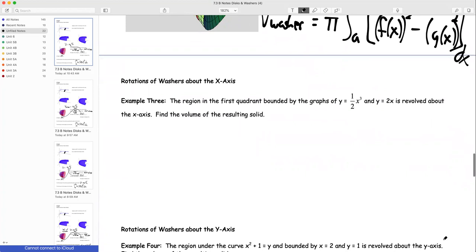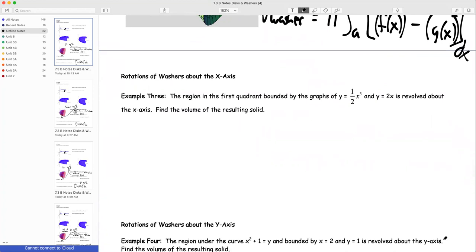So this says the region in the first quadrant bounded by the graphs of y equals 1/2 x cubed and y equals 2x is revolved about the x-axis. Find the volume of the resulting solid. Okay, so first thing that we need to do, let's look at the graph. So put the equations into your calculator and graph them.